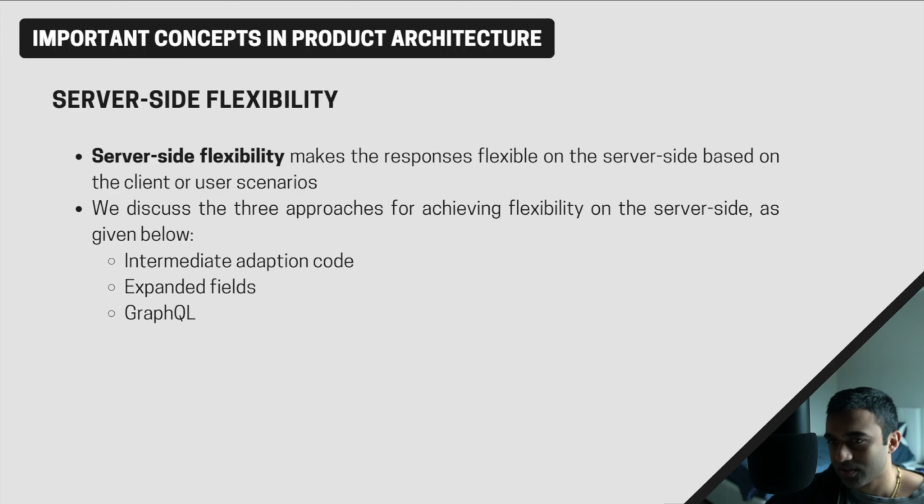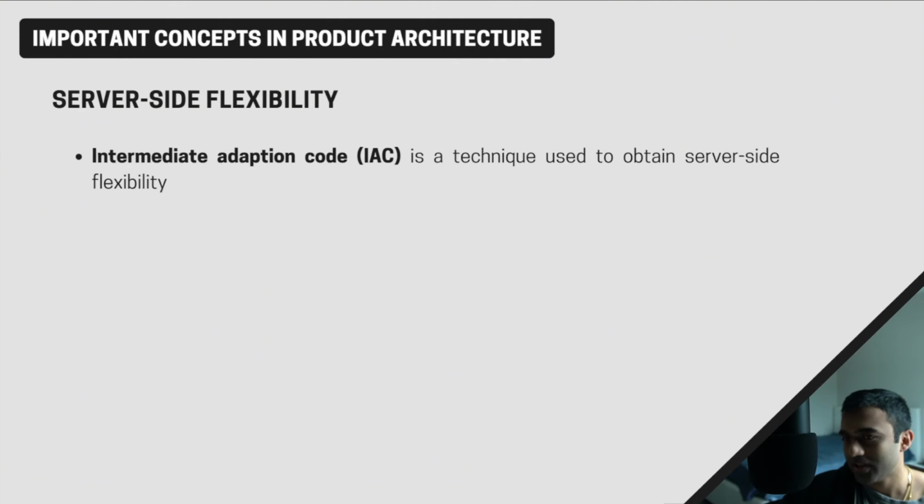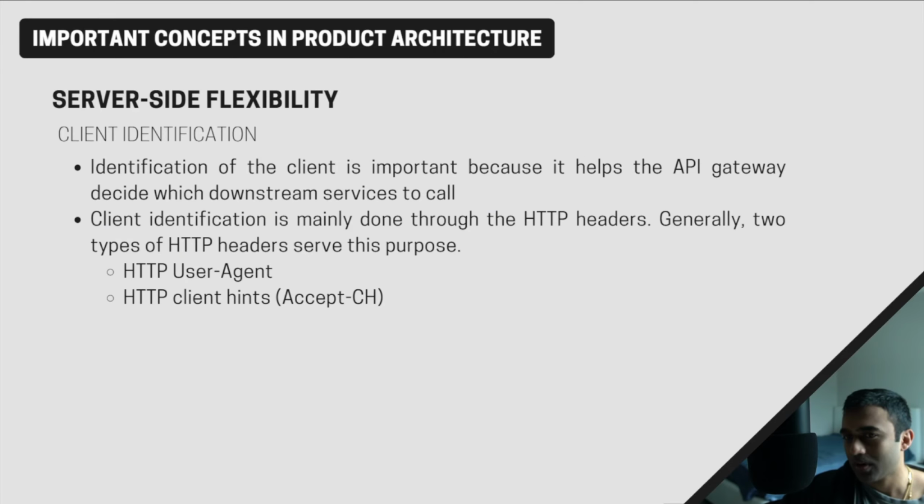So now we'll talk about server-side flexibility. Server-side flexibility makes the responses flexible on the server side based on the client or user scenarios. We discuss 3 approaches for achieving flexibility on the server side, as given below: intermediate adaptation code, expanded fields, and GraphQL. Intermediate adaptation code, IAC, is a technique used to obtain server-side flexibility. For client identification, identification of the client is important because it helps the API gateway decide which downstream services to call. Client identification is mainly done through the HTTP headers.